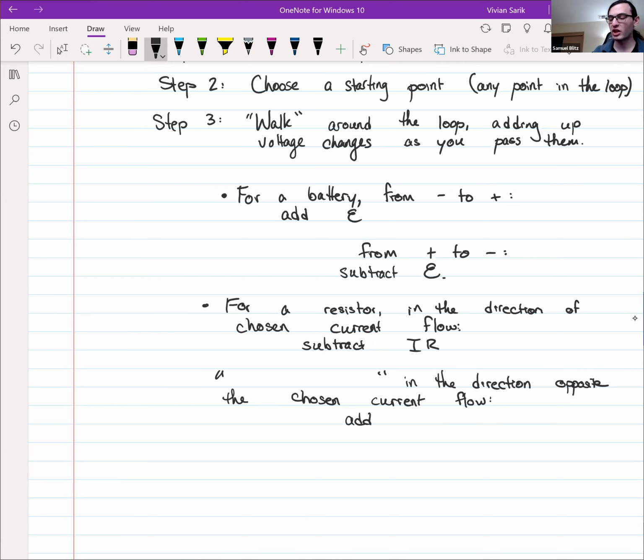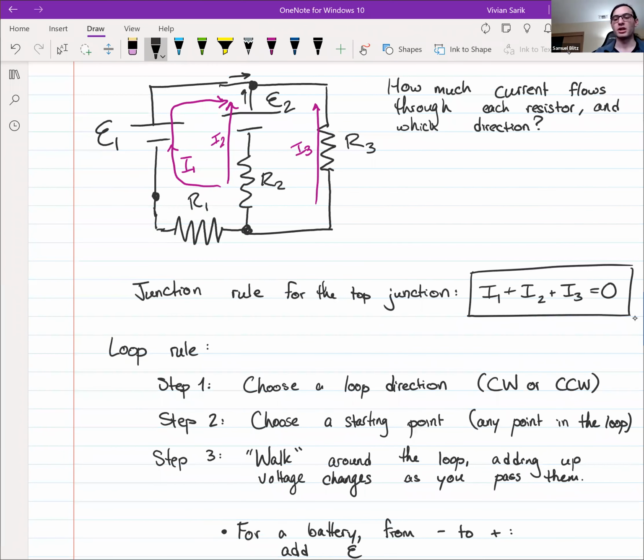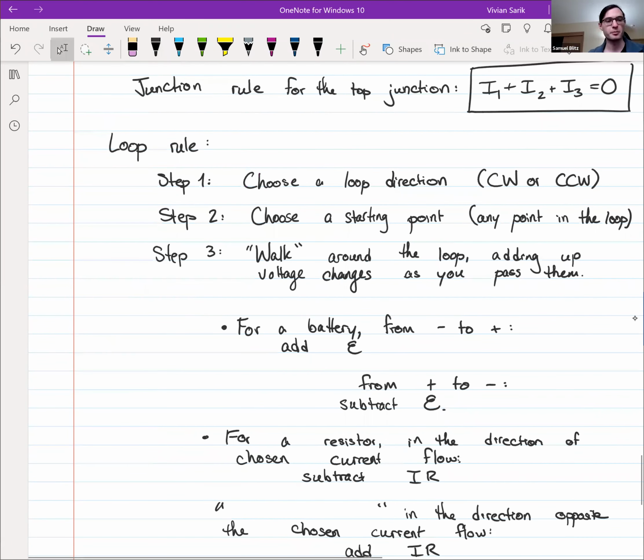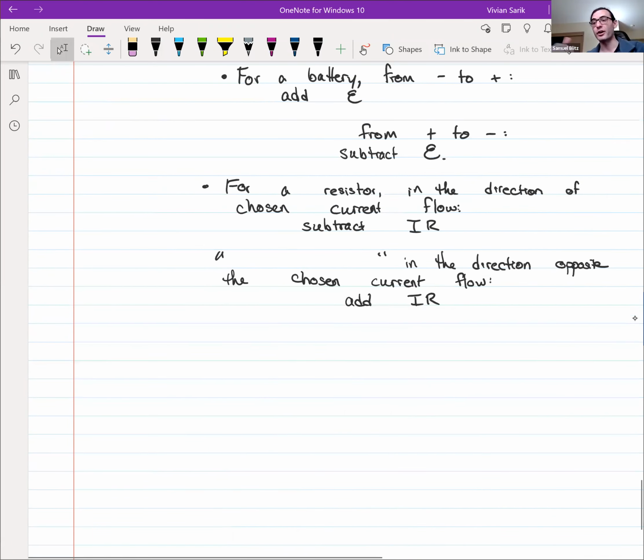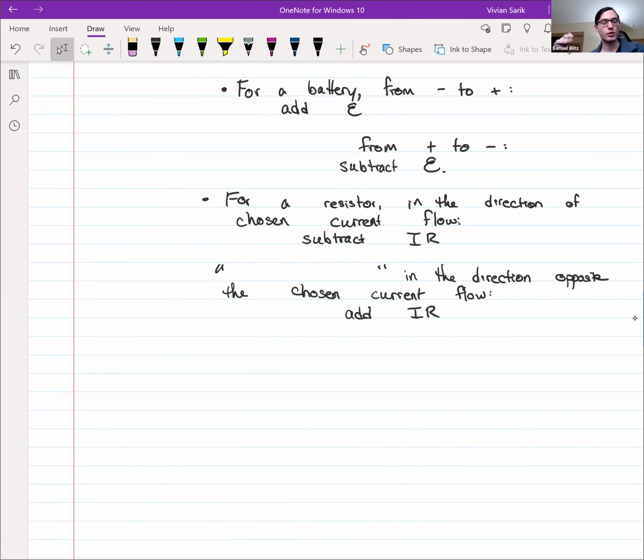And that's because if you were going opposite the direction of current flow, say this way, assuming the current is positive, meaning that that is the direction current actually goes in, the voltage that you started at is lower than the voltage that you're ending at, because the voltage is always lower after current passes through a resistor rather than before. So you just add IR if you go against the current flow for a resistor.